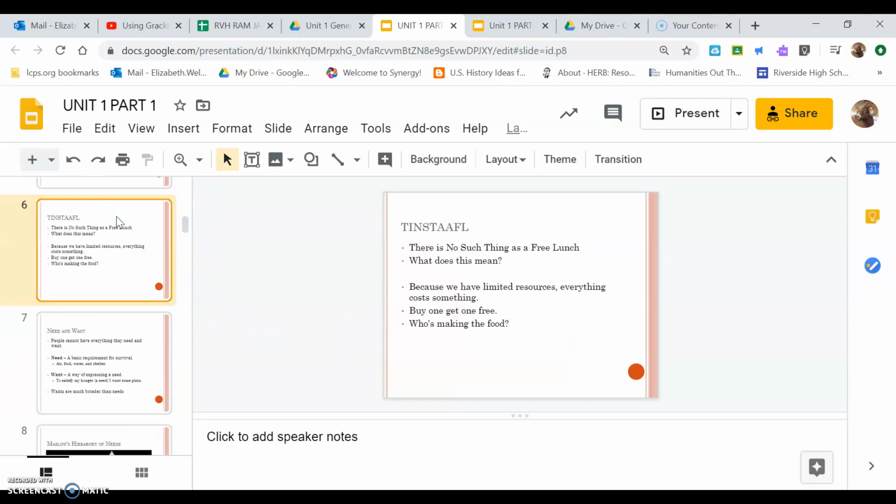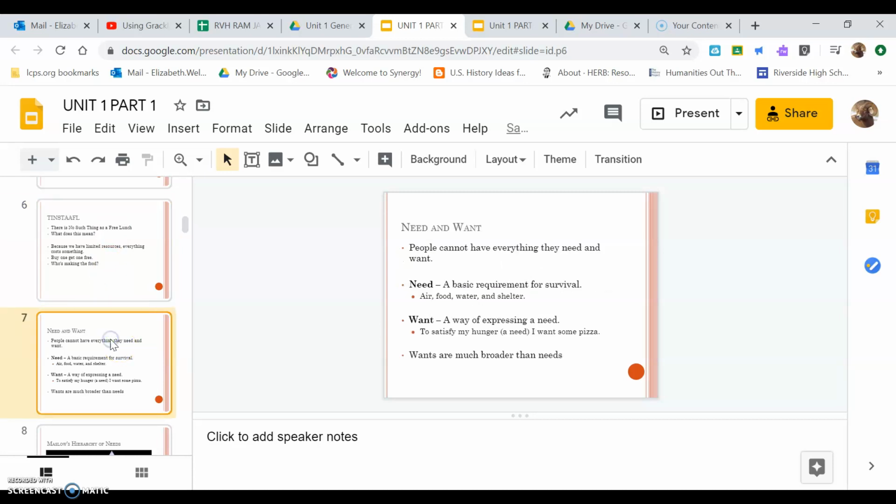Remember that Tenstoppel means there's no such thing as a free lunch, right? So nothing at all is free. We're going to move on. That one I felt like we hammered out a lot.